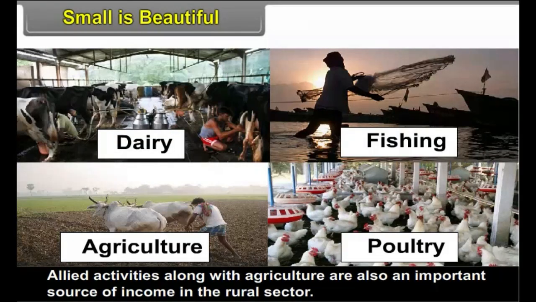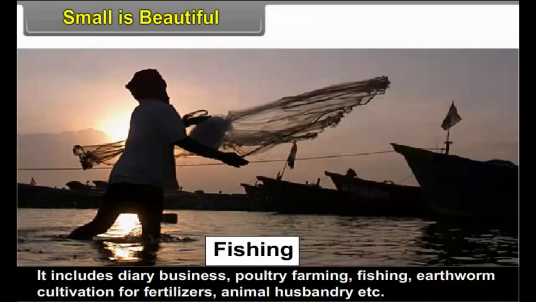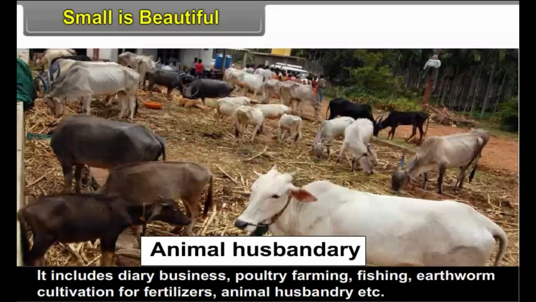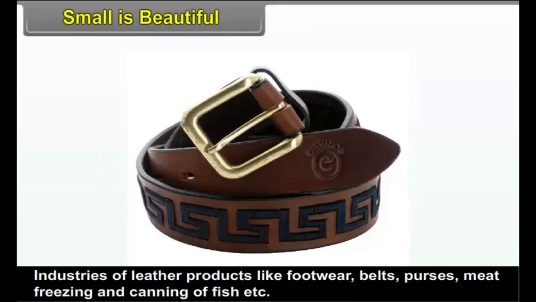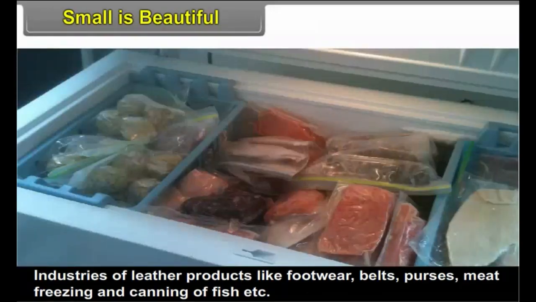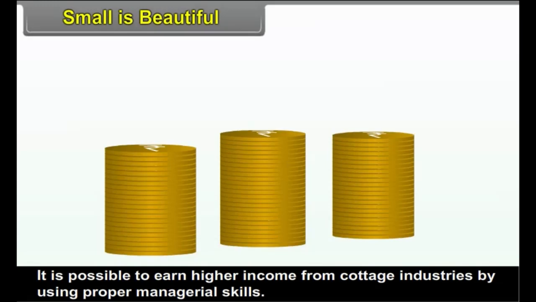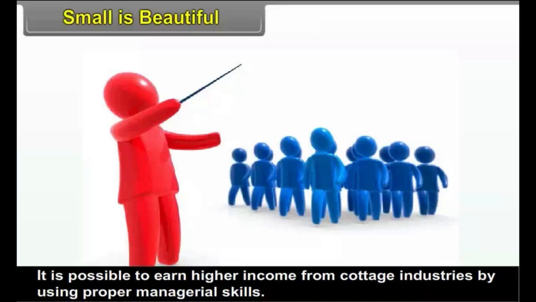Allied activities along with agriculture are also an important source of income in the rural sector. It includes dairy business, poultry farming, fishing, earthworm cultivation for fertilizers, animal husbandry, etc. Industries of leather products like footwear, belts, purses, meat freezing and canning of fish, etc. captured domestic as well as international market. It is possible to earn higher income from cottage industries by using proper managerial skills.